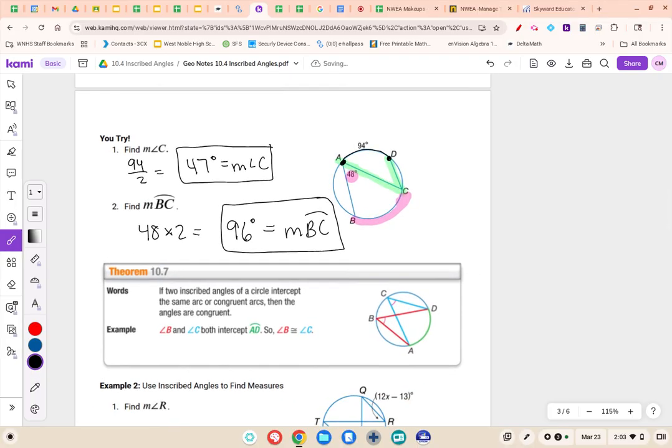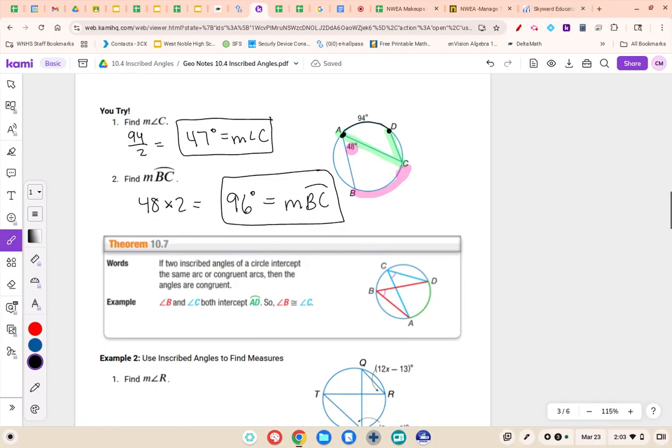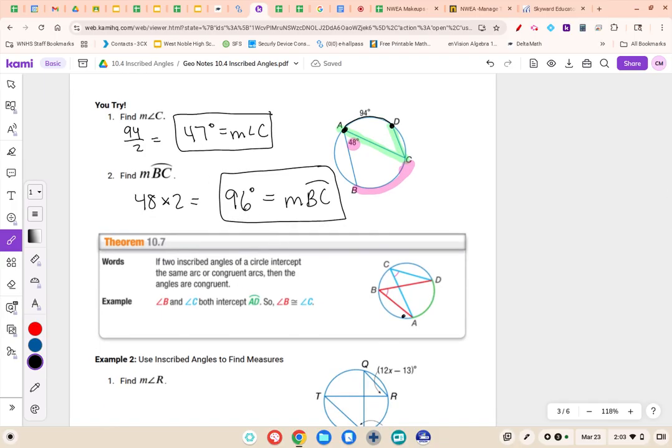Okay, we have another theorem. This tells us if 2 inscribed angles of a circle intercept the same arc or congruent arcs, then the angles are congruent. So this might be a little bit difficult to visualize, but notice both of these inscribed angles have the same endpoints, right? This inscribed angle has an endpoint of A and D, and this inscribed angle has the same 2 endpoints.